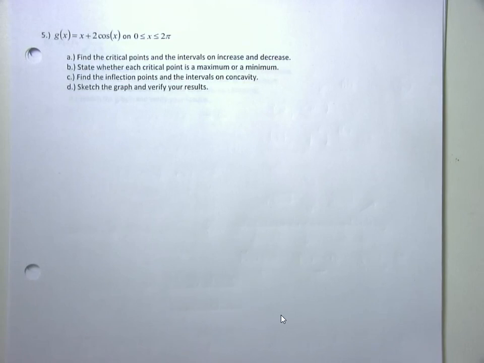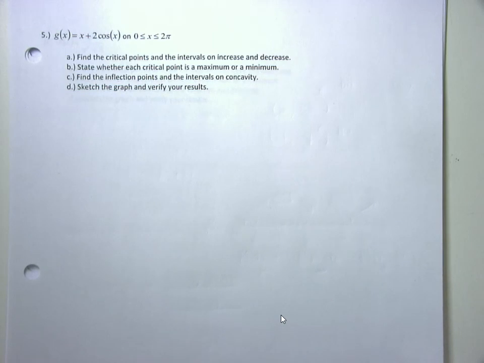Turn the page. How nasty can they make this stuff? Well, throw trig at you, of course. g of x is equal to x plus 2 cosine of x between 0 is less than or equal to x, which is less than or equal to 2 pi. So all I care about is between 0 and 2 pi.